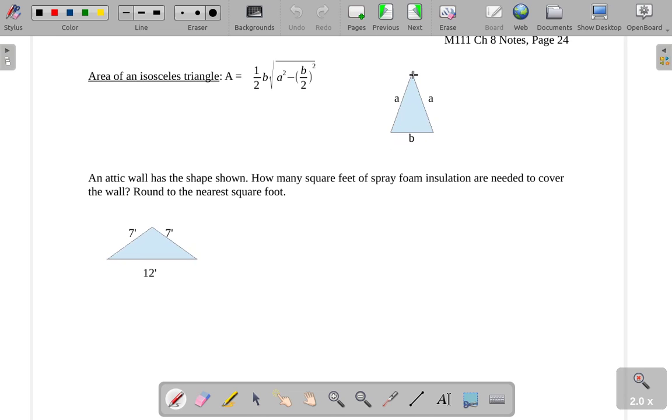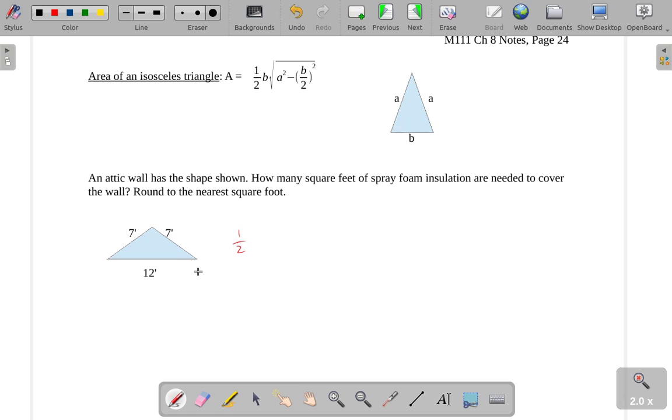You could actually get to this using some Pythagorean theorem, figure out what the height is, and get to it that way. But this gives you a nice kind of enclosed formula that doesn't take a whole lot of work to get the area now.